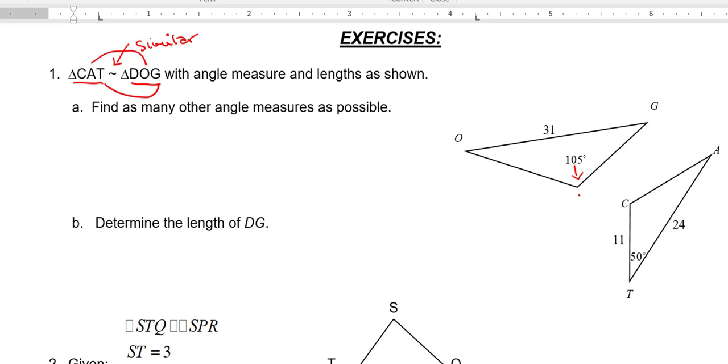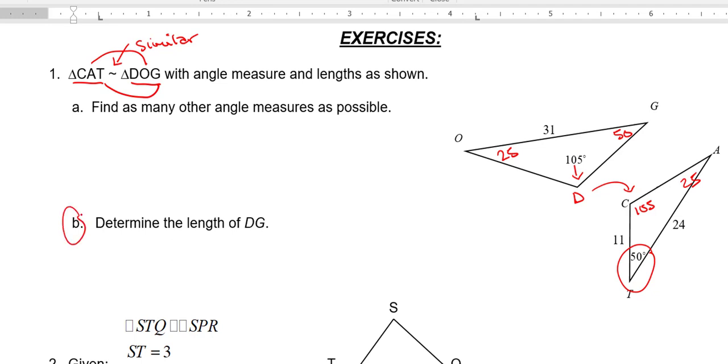So that means if this is D, dog, then that corresponds with the C in cat, so this angle has to be the same here. The T here is 50, and that corresponds with the G, so that has to be 50 also. And then I can back into finding this angle here by subtracting from 180, 25, and this will be 25 also.